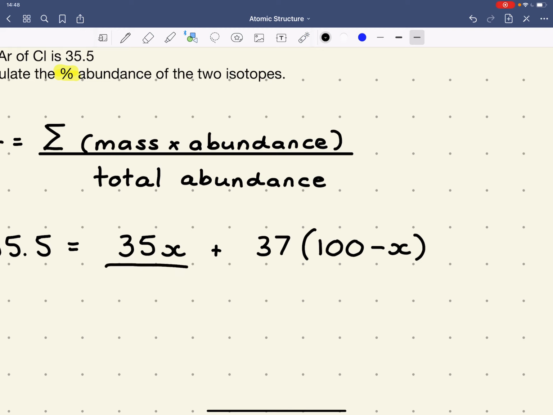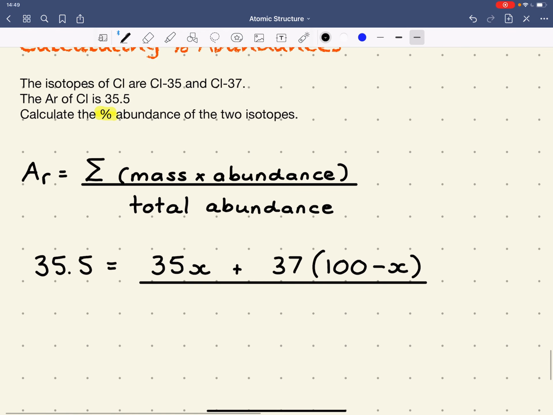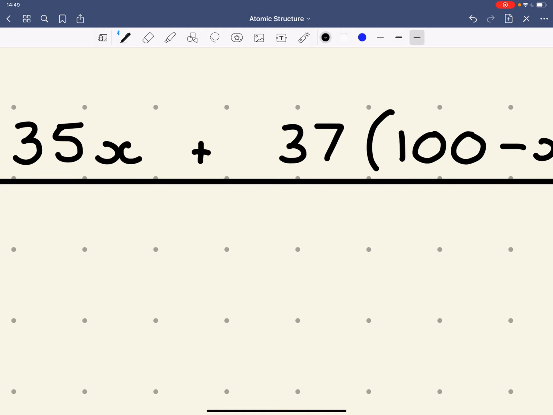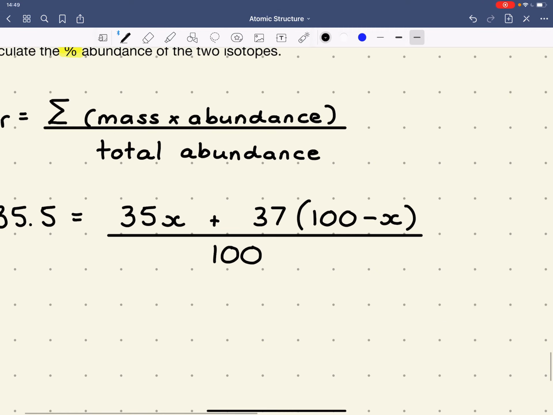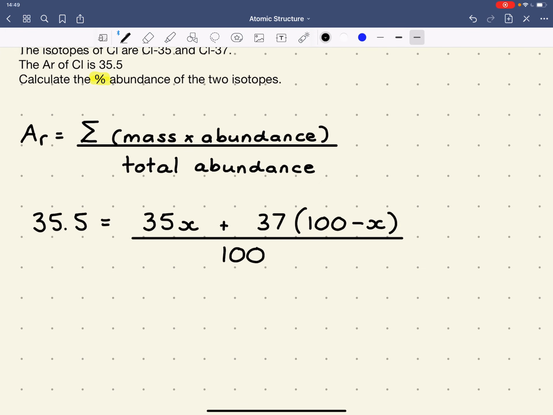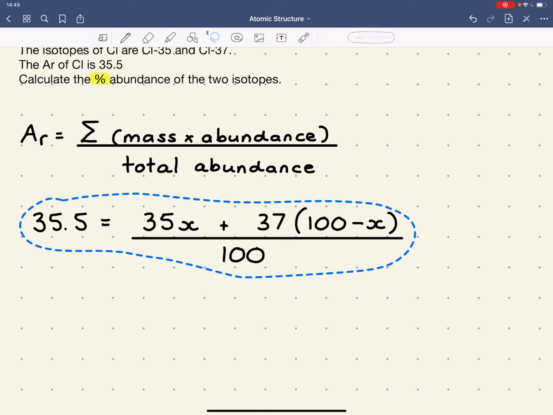And that then is divided by the total abundance, because as I said, we're dealing here with a percentage, and this number is 100. Now, that is how you'd set up this sort of question. And then it is just an issue of solving for X.